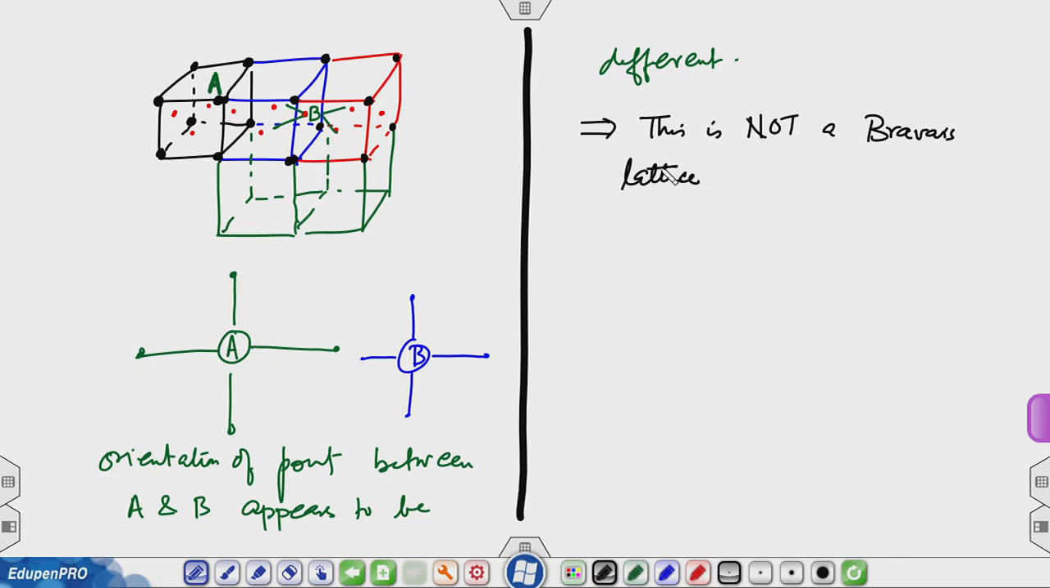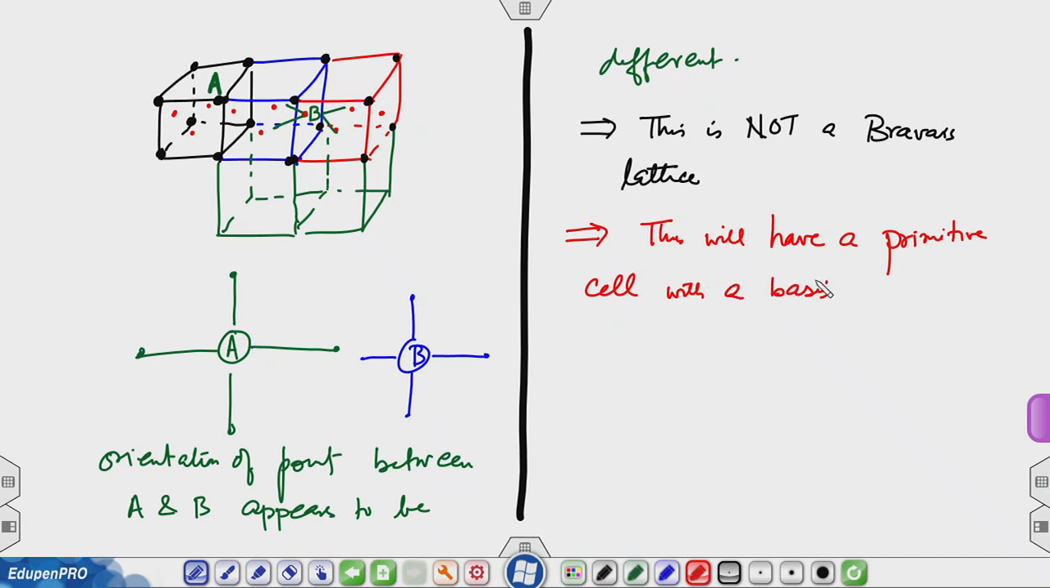Although this arrangement will repeat itself and this is a periodic arrangement, it could be a crystal. So, if I want to describe it, I have to find a Bravais lattice, and it will be a Bravais lattice with a basis. So, this implies this will have a primitive cell with a basis.